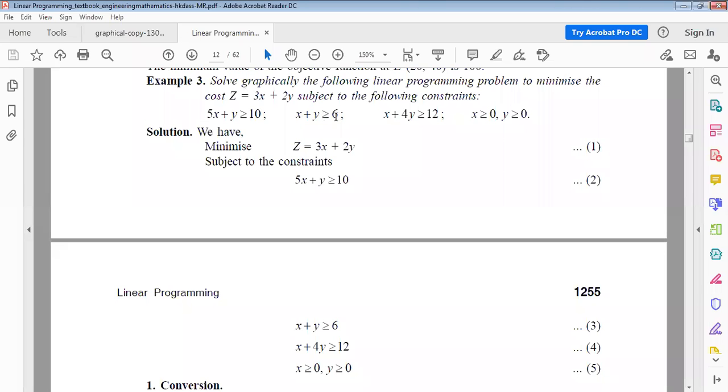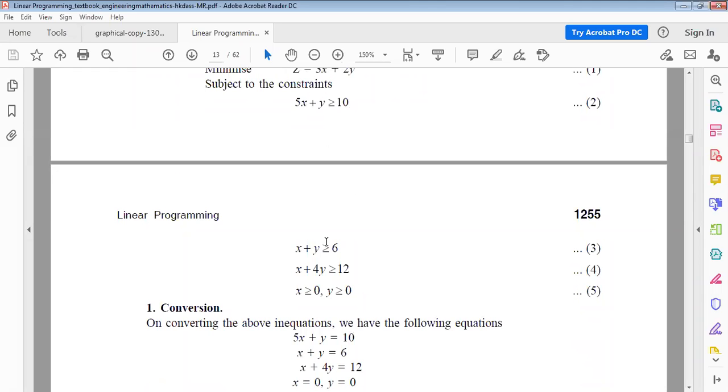Okay, solve graphically the following linear programming problem to minimize the cost. This is the objective, and these are the constraints; 3 constraints are given. This is the non-negativity restriction. So combined, this is called a linear programming problem. We have to minimize Z equals to this, subject to the constraints.